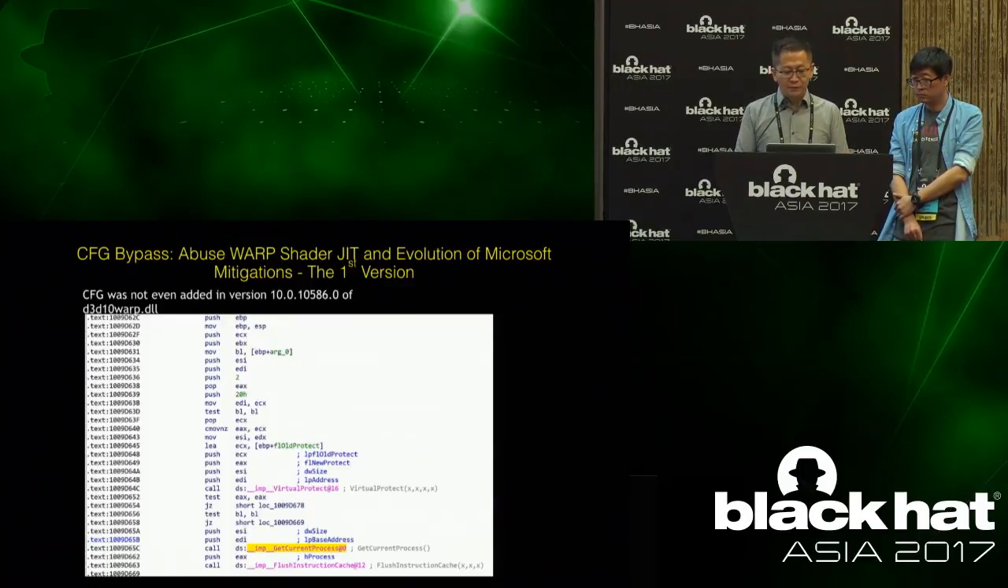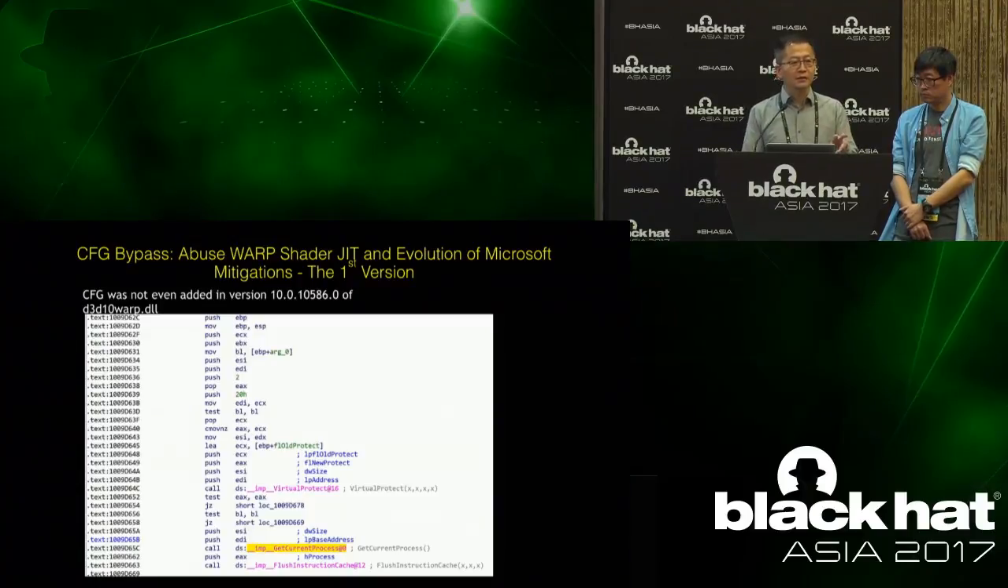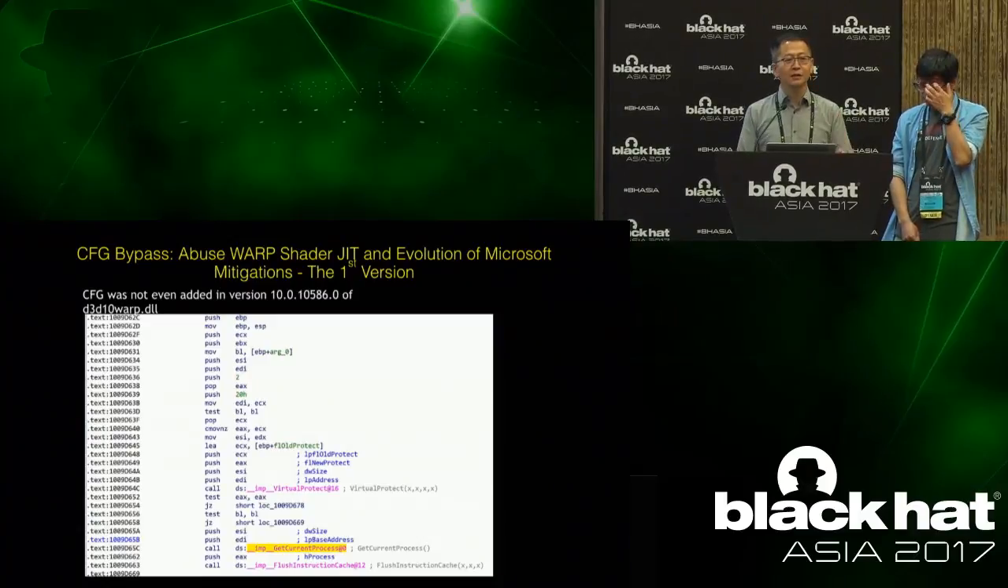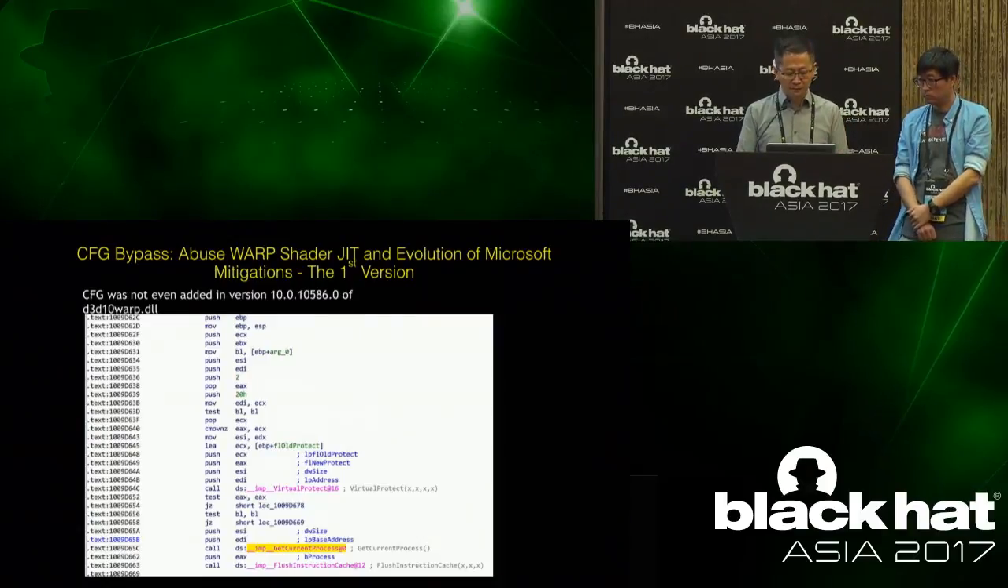Before the fix, in the first version of this particular build of the WARP DLL, when the JIT code is generated, there's no control flow guard check for that. There's no integrity check. Which means everything we generate should be a valid target address. And all the things that we have after the JIT code generation, we can jump into, because all those are valid addresses.